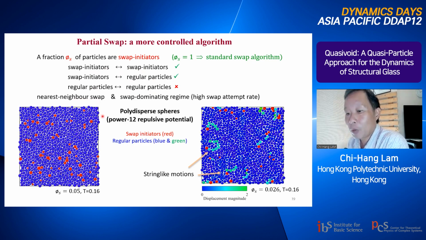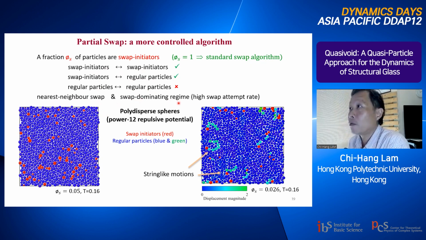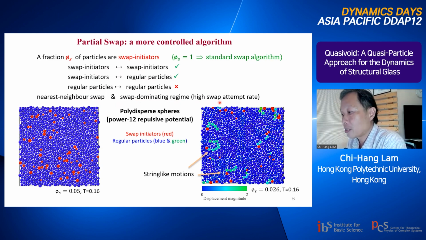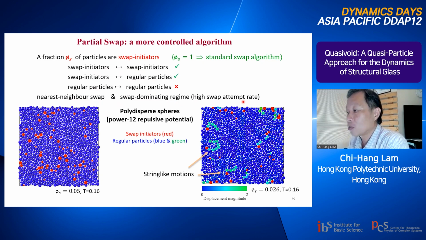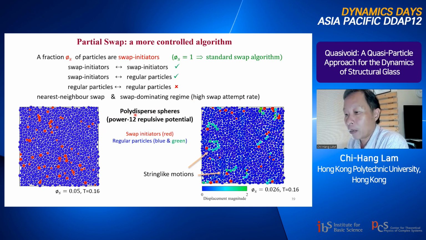And then because we want to study a more physical system with the long jump, we also consider the swap-dominating regime so that MD steps are less important. I mean, the approach is just to crank up the swap attempt rate. So these simulations are from polydisperse spheres at low temperature.